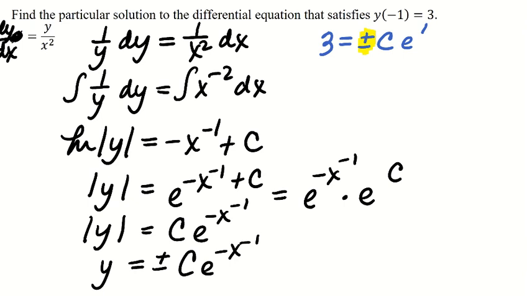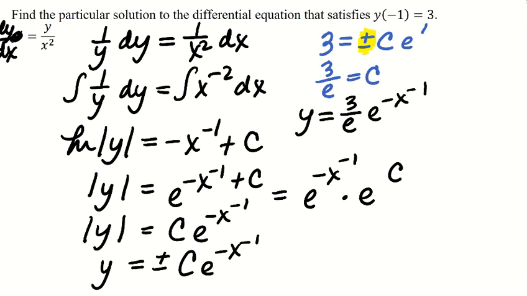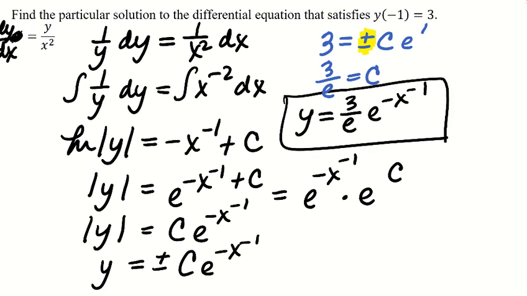Okay, so that means that 3 equals, if you want to solve for c, you're going to have to divide both sides by e. I feel like I copied this problem wrong, but it'll be all right. And then y is going to equal the positive of 3 over e multiplied by e to the negative x to the negative 1. And that's the particular solution. That was kind of sloppy, but got the job done.